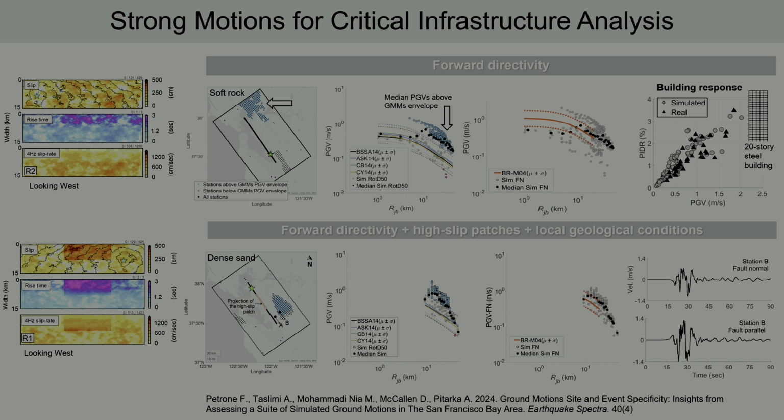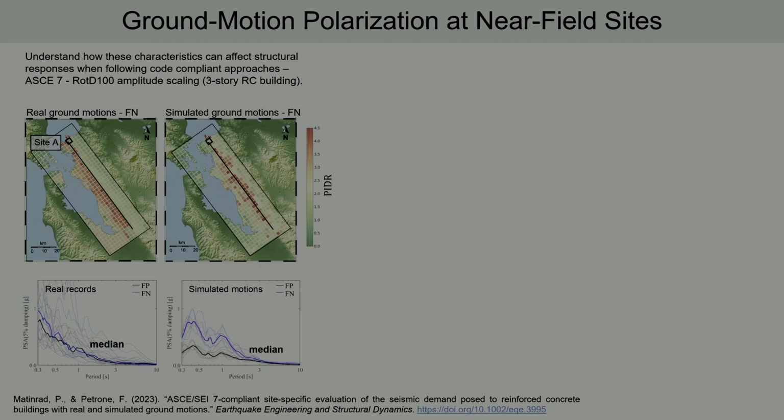Now, I'm just showing here a subset of all the analyses we have performed across a number of realizations. Really, we realize how unique the characteristics of the ground motions in the near field can be as a function of a minimal perturbation of the rupture model. And so, with this in mind, we took a step forward and decided to understand how these characteristics, especially in the near field, can affect structural response estimates when we follow code-compliant approaches.